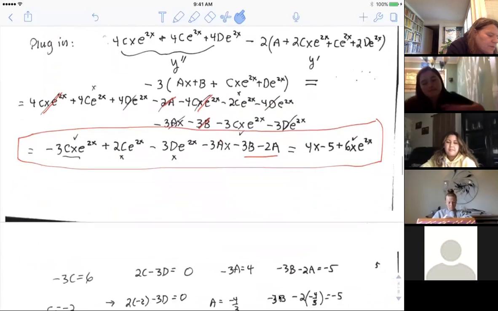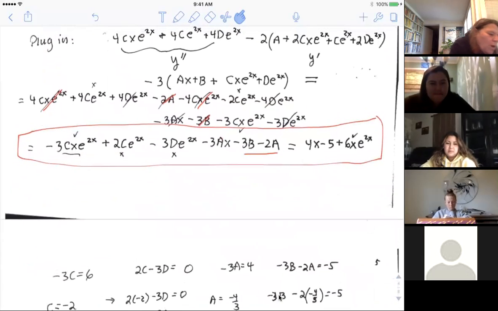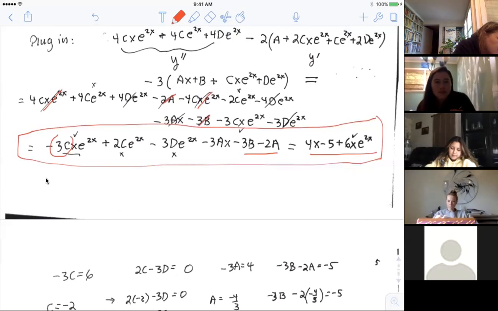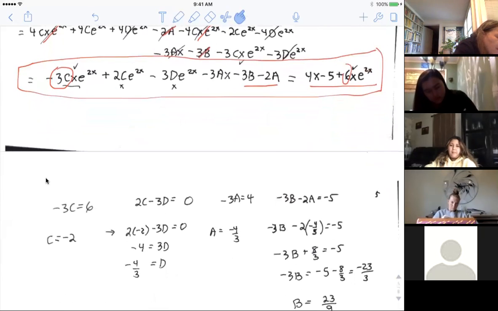All right, so let's look and see what we got. What we want it to be equal to is that thing right there. So when I look at the x e to the 2x terms, that is the only one there. It's the only one that's left. So there's an x e to the 2x term right there in this one. So that tells me that minus 3c has to be 6. So I've matched the coefficients there. Go up a little bit. So that's what I wrote right there. Okay.